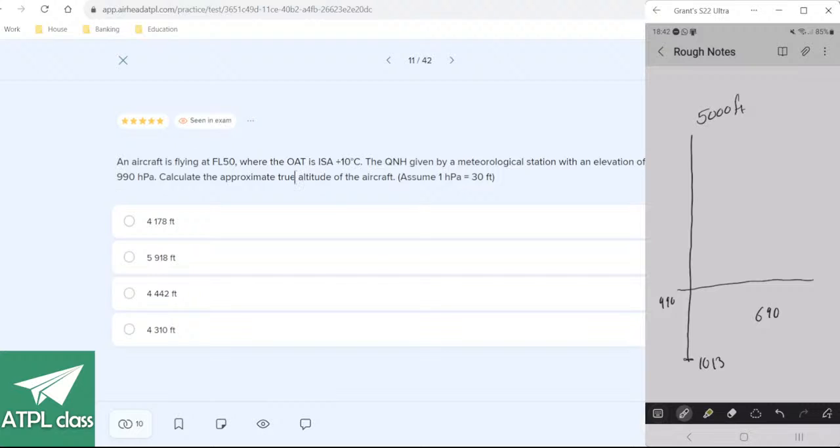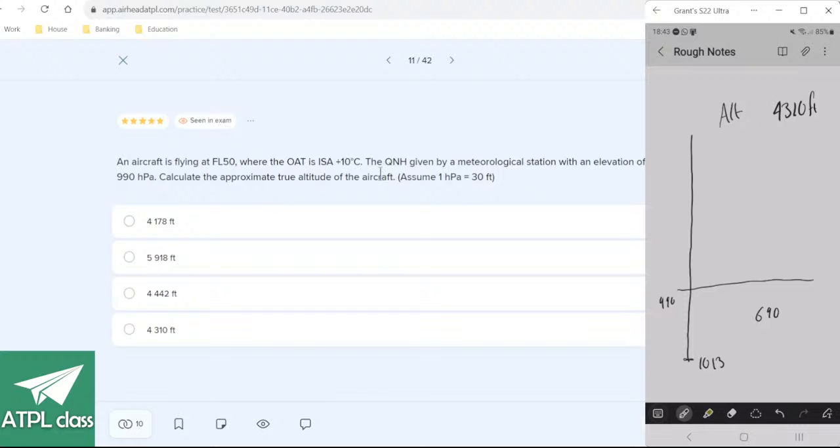And we're working out the altitude. Altitude is based off of QNH, so we do have to consider this. So we go 5,000 feet minus the 690 gives us an answer of 4310 feet. That is our uncorrected altitude. So altitude is 4310 feet.